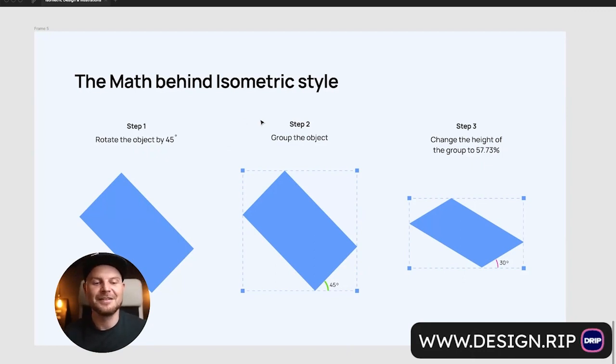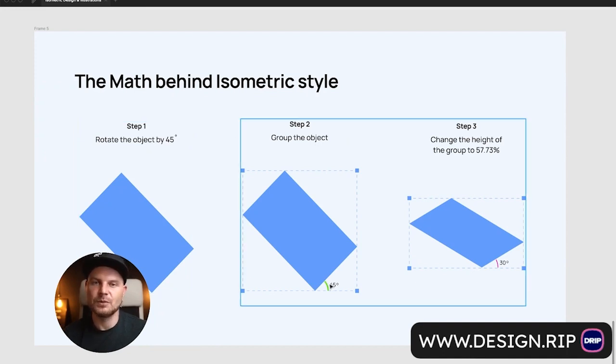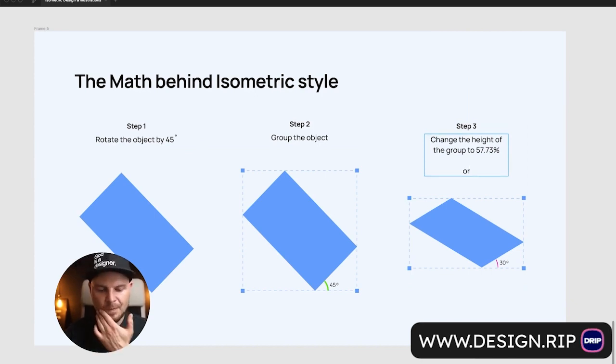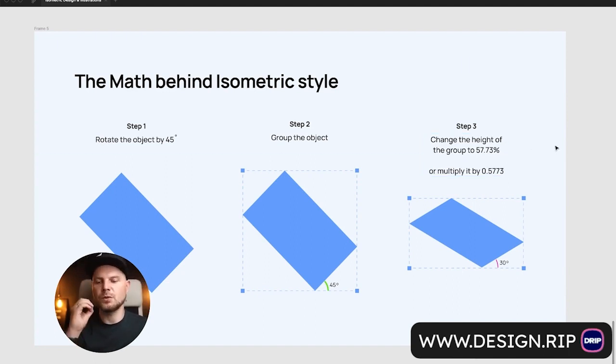So the math behind isometric style is step 1, rotate by 45 degrees, group the object, so it will have 45 degrees, and then change the height of the group to 57.73%, or multiply it by 0.5773. This will also work.